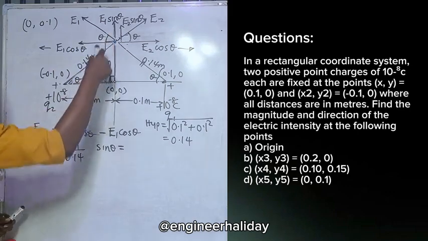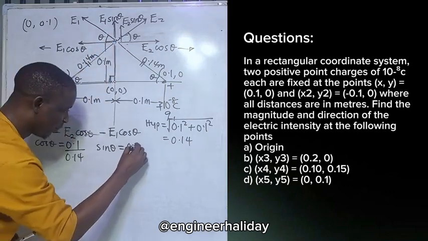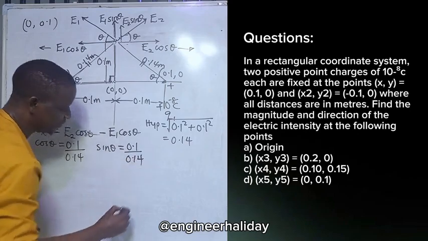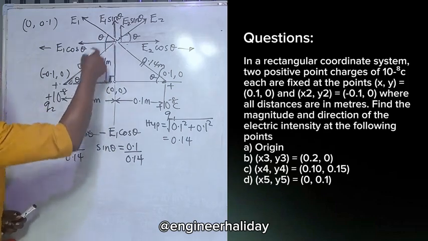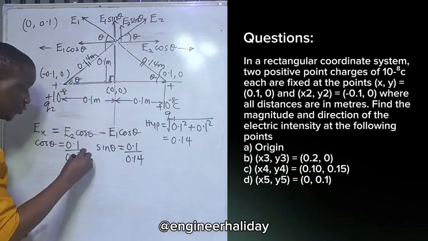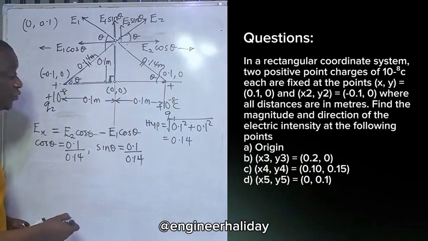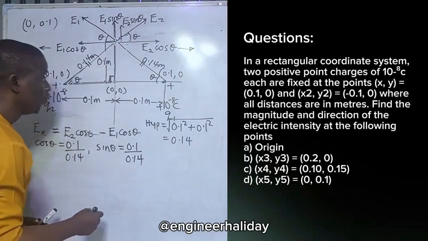This one now is now what? Opposite over what? Hypotenuse, 0.14. So 0.1 divided by what? Hypotenuse 0.14. This is what you are supposed to know. Opposite over hypotenuse. Those are basic knowledge. Now, we have done that.